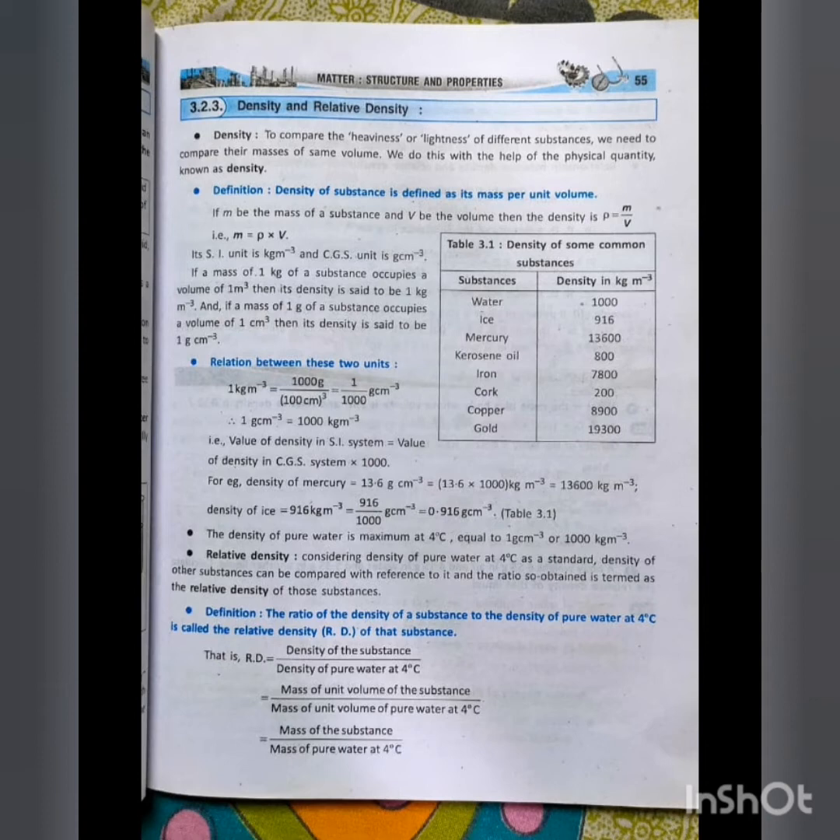Considering density of pure water at 4 degrees Celsius as a standard, density of other substances can be compared with reference to it, and the ratio so obtained is termed as relative density of those substances. Relative means when I am comparing with something. Now relative density means when density of a substance is compared to density of a fixed quantity. Here the density of the fixed quantity is the density of pure water at 4 degrees Celsius. So relative density of a substance is defined as the ratio of the density of a substance to the density of pure water at 4 degrees Celsius.